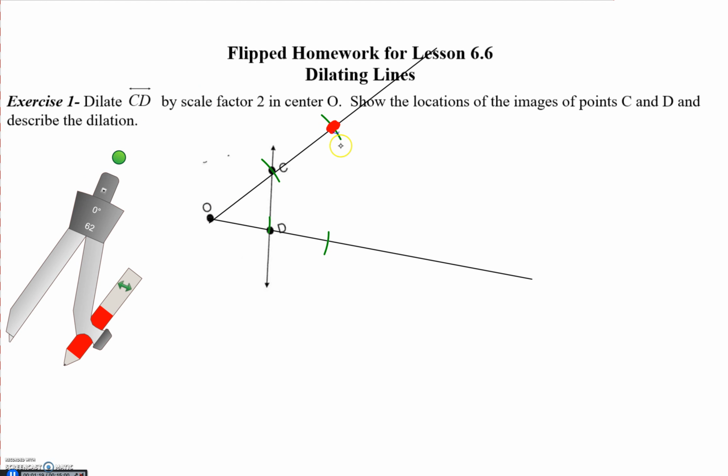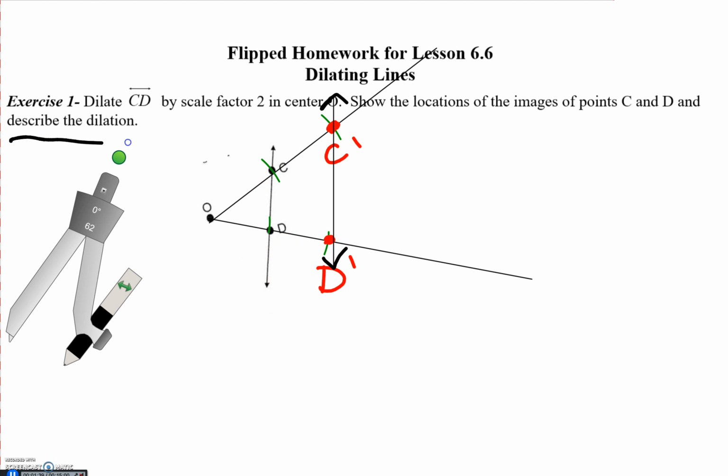And I'm going to label that C prime. And I'm going to label that D prime. And as always, we're going to connect from C to D, and we are going to draw in our arrows because the original image had arrows.